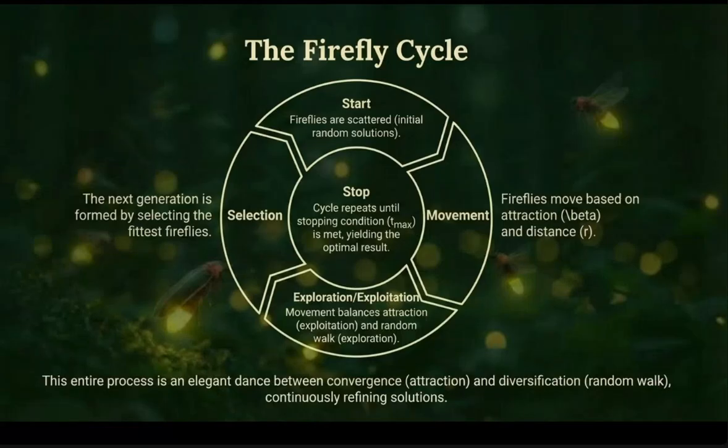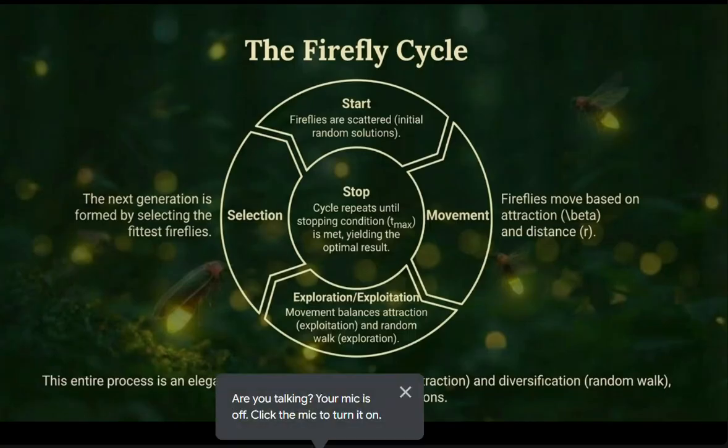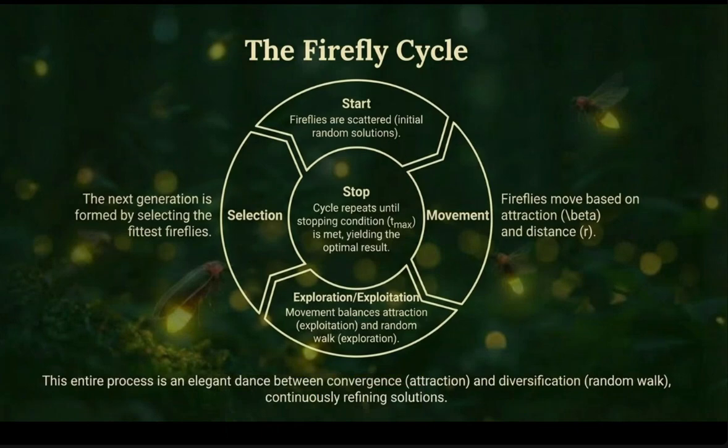So our Firefly cycle works in this way. We start with the initial solution. Then we move on to the movement, that is, less bright fireflies move towards the brighter ones. They are driven by attractiveness beta and moderated by distance r. Then we have exploration and exploitation. The process naturally balances attraction, that is exploration, and random walks, that is exploitation. Then we select the best fitness. Then we stop our cycle eventually after Tmax is reached. I'll hand it over to Ankit for the continuation.